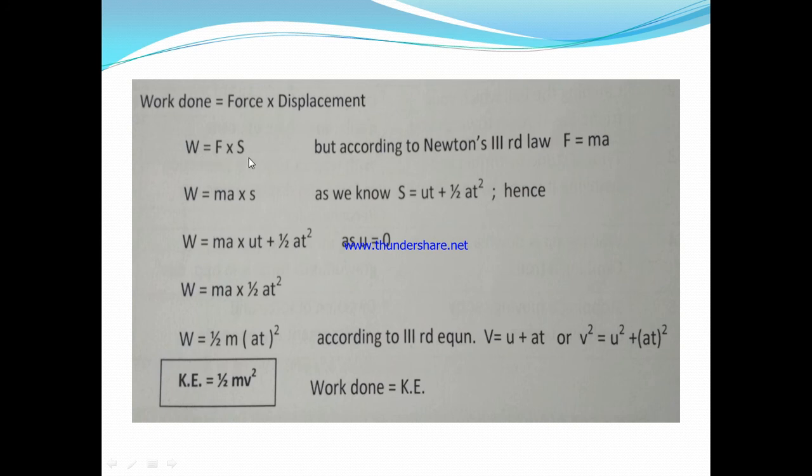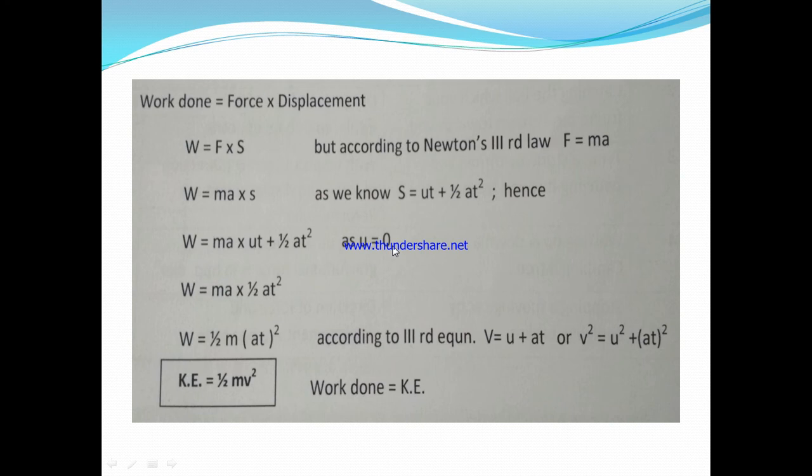W is equal to F into S. But according to Newton's law, what is F? F is ma. So, in place of F, we can write W is equal to m into a into S, where m is the mass, a is the acceleration, and S is the displacement. As we know, S is equal to ut plus 1/2 at square. So put this value of S here.